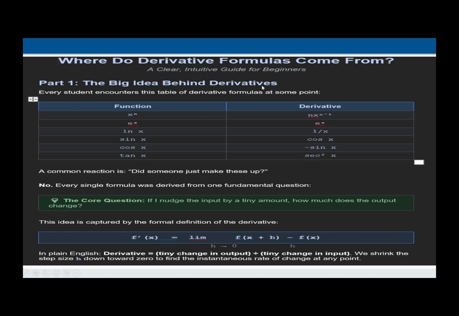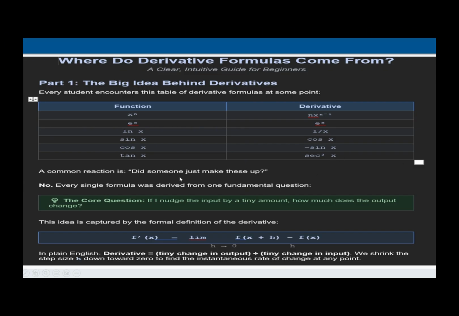But the big idea behind the derivatives: every student encountered this table of derivative formulas at some point. You remember x to the power of n, the derivative will be n x to the power of n minus 1. For the function e to the power of x, the derivative will be the same. For log x, the derivative is 1 on x. For sine x, the derivative is cos x. Cos x, the derivative is minus sine x. Tan x, the derivative is sec square x. We're told to remember them by heart. But anyway, today we're going to find out where they come from.